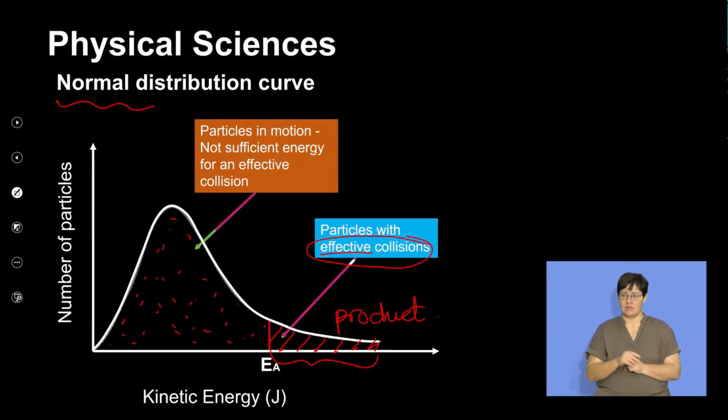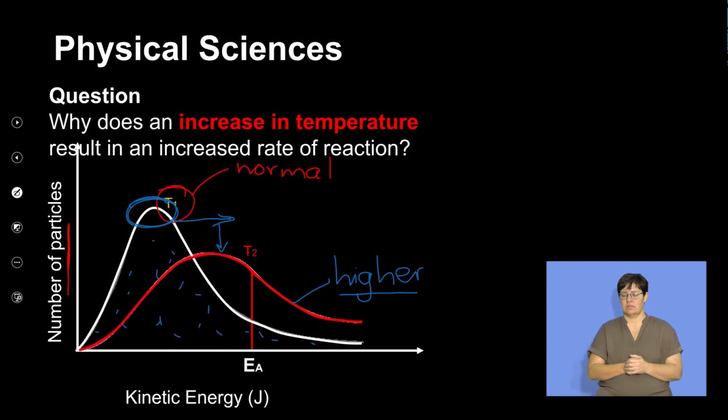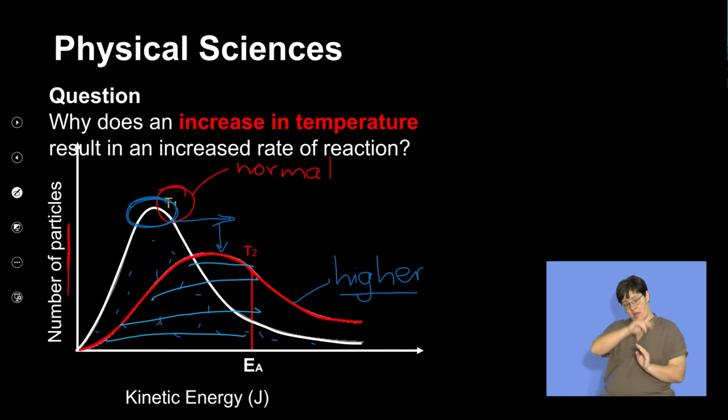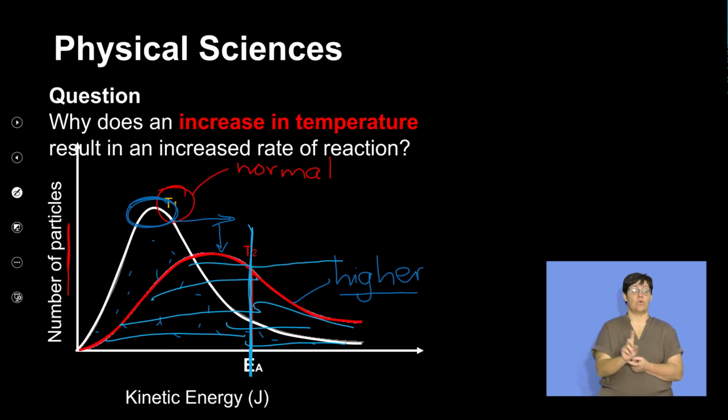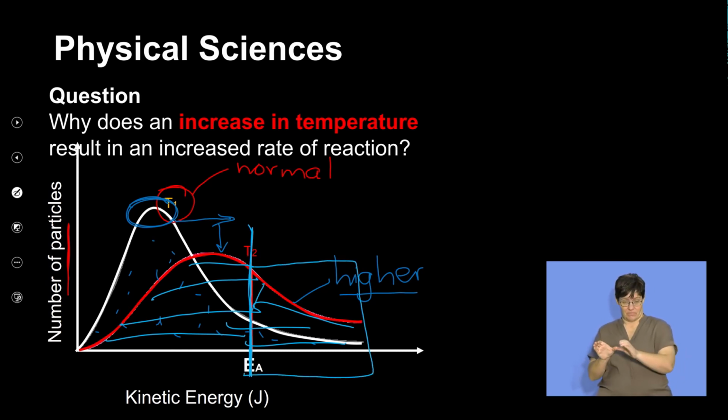And these particles are actually now spread in this red curve that we see here. So what we can see now is our activation energy is actually now showing us that that compartment there is the compartment that will have effective collisions.